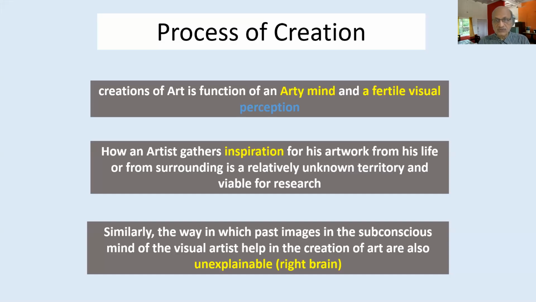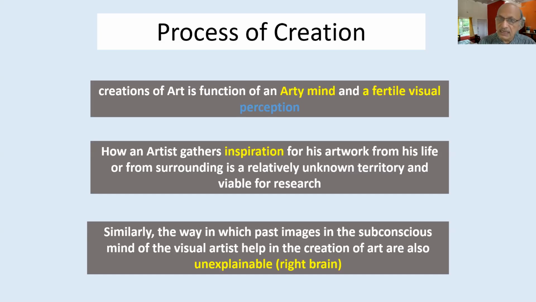Now coming to the process of creation, creation is a function of an arty mind and fertile visual perception. For example, a musician has an ability to listen to music very carefully. He knows the notations, he knows the vibrations, he knows the frequencies clearly, and that is the reason he can reproduce it. So perfect perception is the key to perfect art creation, or some sort of raw material to create art.